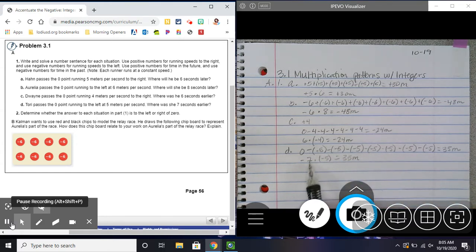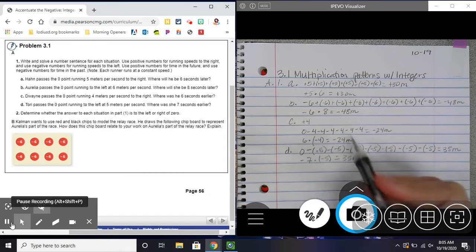Now, you may be thinking, but they're both negative. Two negatives make a positive. So -7 times -5 equals +35. If you don't believe me, check your calculator.